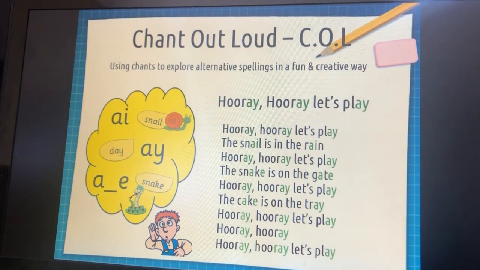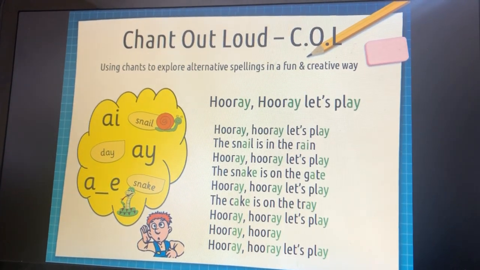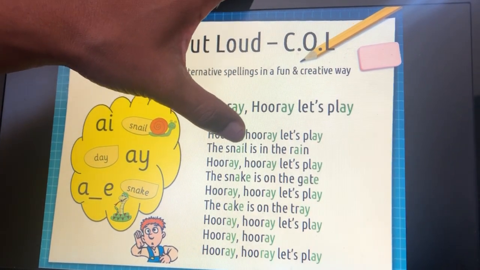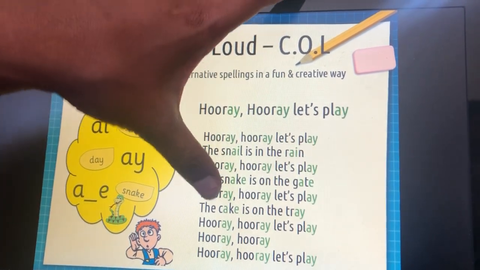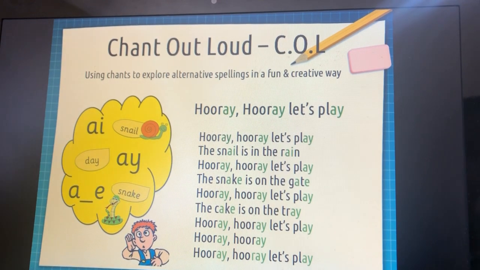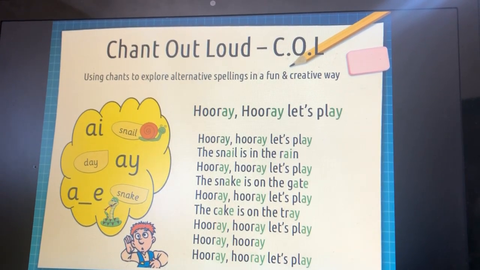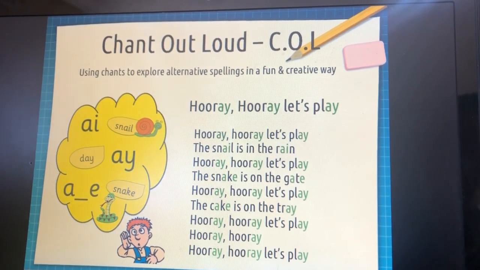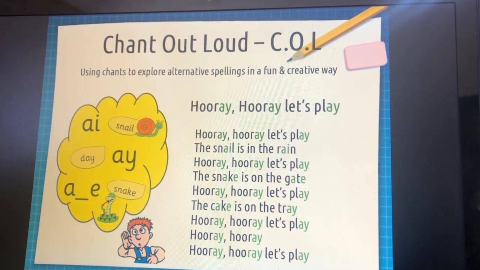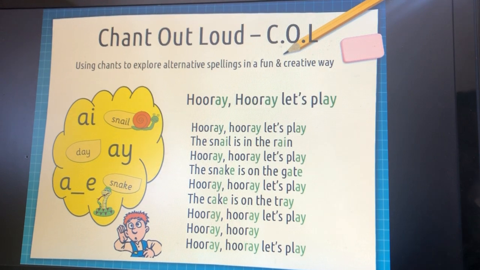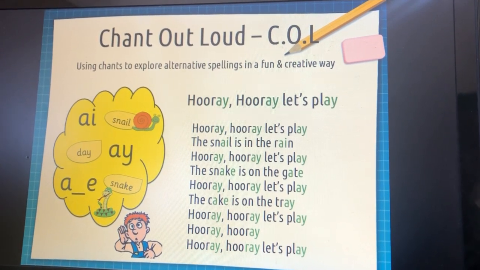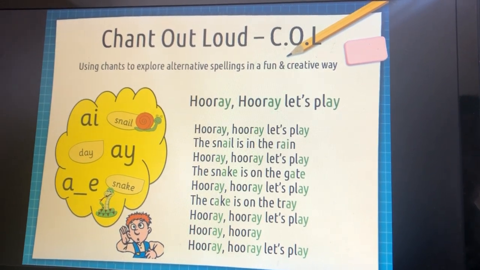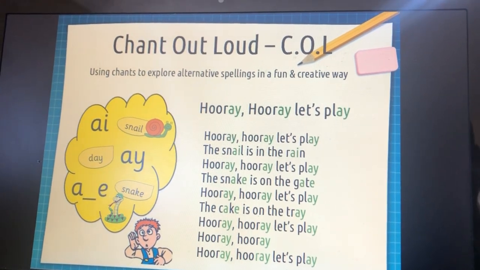Now combining both chants and alternative spelling, this is where you have the different A for snail, rain, snake, gate, cake, tray, and then it's repeated. Hooray, hooray, let's play. The snail is in the rain. Hooray, hooray, let's play. The snake is on the gate. Hooray, hooray, let's play. The cake is on the tray. Hooray, hooray, let's play. Sounds like jazz. I'm waiting for Miles Davis to come in. Exactly.